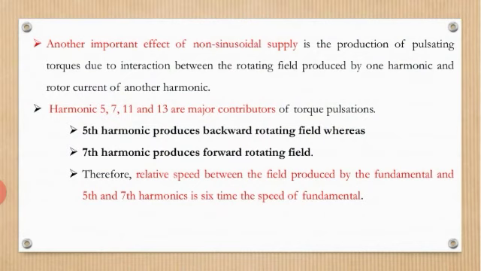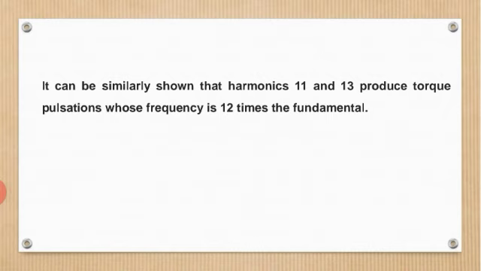Due to this we get the pulsating torque. The relative speed between the field produced by the fundamental and the fifth and seventh harmonics is 6 times the speed of the fundamental. Similarly, we can analyze the 11th and 13th, which produce torque pulsation whose frequency is 12 times the fundamental.